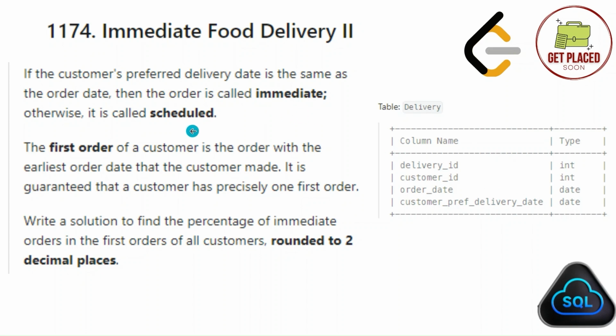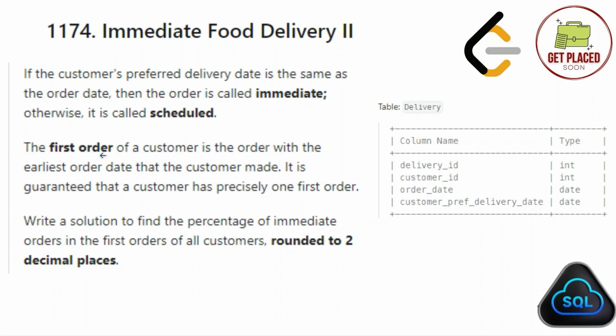One is immediate and the other is scheduled. So if the customer preference delivery date value is the same as the order date, the customer ordered something and wants the delivery by tonight itself. So if both dates are the same, then that order is known as immediate. If they're not the same, then it is known as scheduled. Now that you have understood immediate and scheduled, let's talk about the first order.